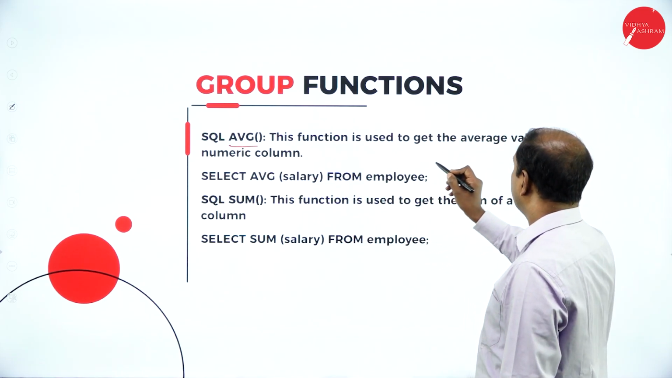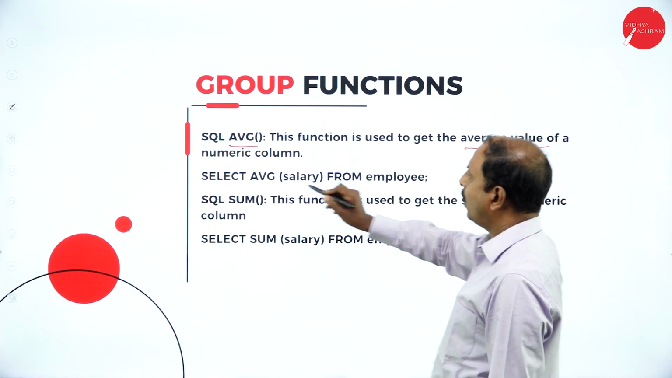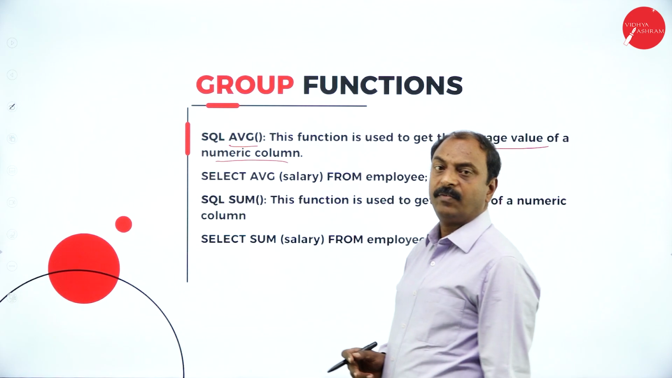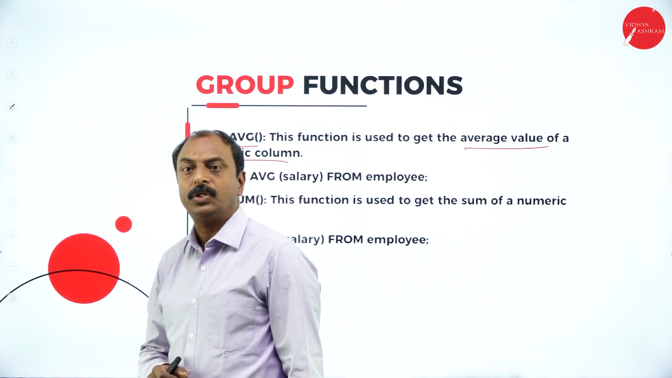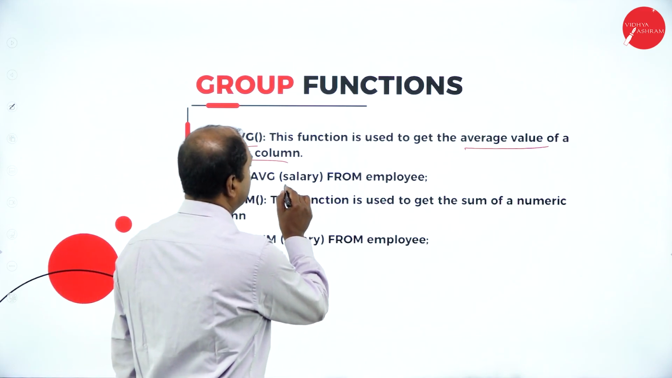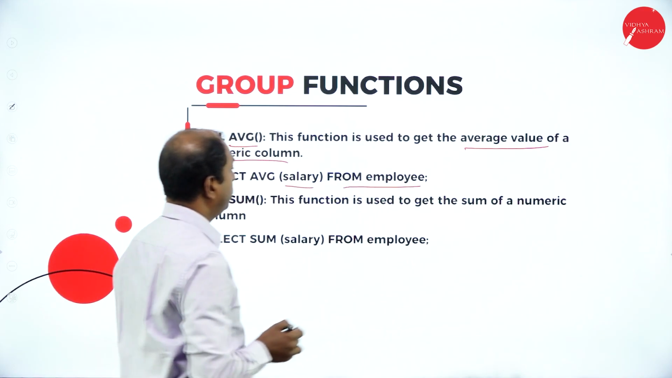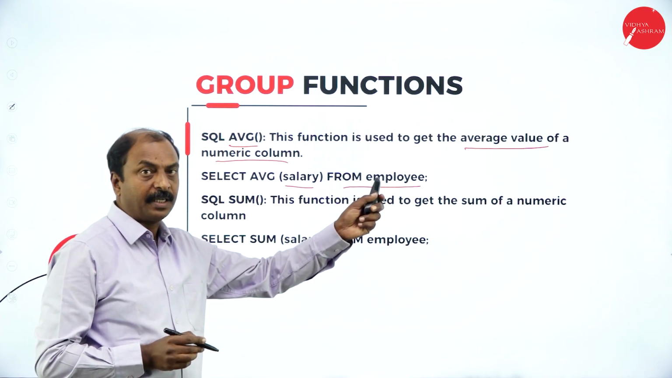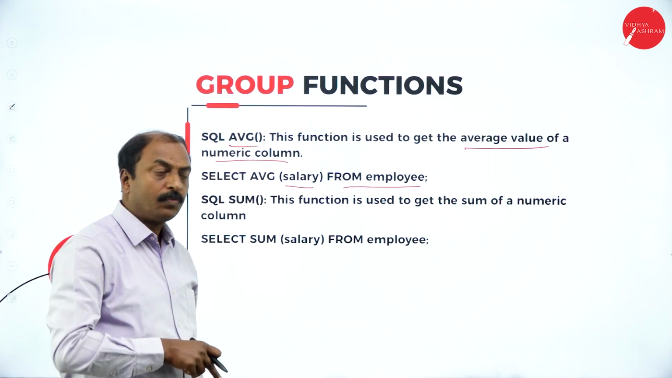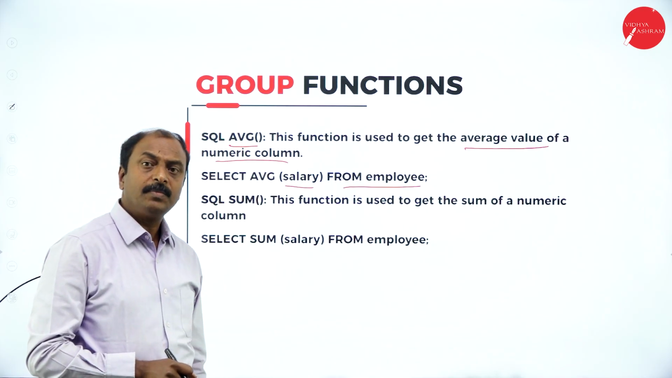Next one is the average function. It is used to get the average value of a numeric column, meaning it is going to find the average of the values in a particular column. So for example, select average salary from employee. Salary is a column in the employee table. So it is going to find the average of the values in that particular column salary.